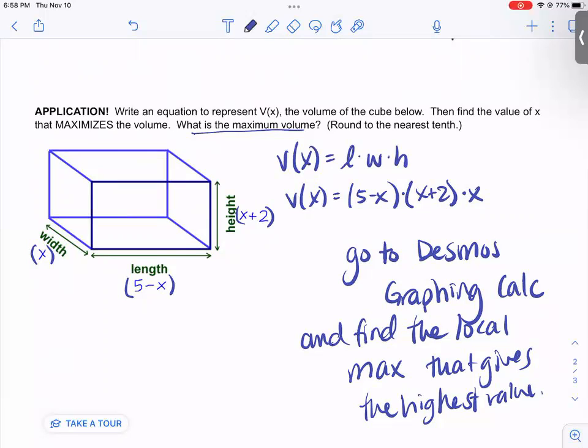You'll notice this is going to be a cubic function, so it's going to look something like this on the grid. So if you go ahead and look at that function, you should be able to find that maximum right here. Round to the nearest 10th. Don't forget to find your answer. And you can pause the video here for a moment to go to Desmos and try that out.